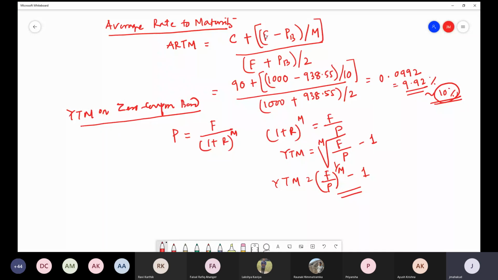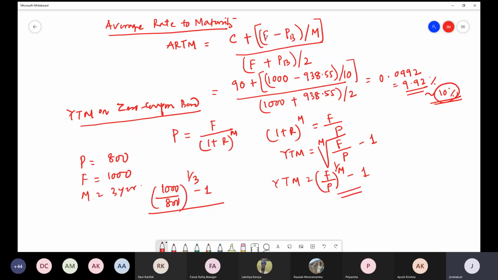For example, if I tell you that a zero coupon bond's price is, we can say, 800 rupees. Your face value is 1000 rupees. M is equal to 3 years. Okay. Then how can you calculate? This is 1000 divided by 800 to the power 1 by 3, minus 1. So that is the way it can be calculated.